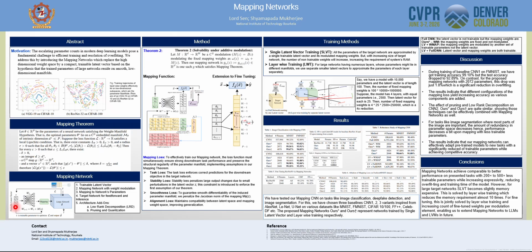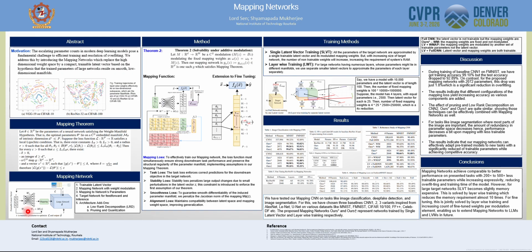We begin with a small latent vector. This latent vector is passed through the fixed orthogonally initialized mapping weights, which generates the parameter space, and these parameters are then used for feed forward and inference. So rather than optimizing the millions of parameters directly, we are now optimizing a structured low dimensional representation that captures the essential geometry of the parameter manifold.